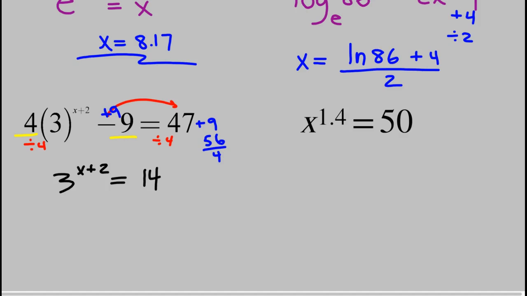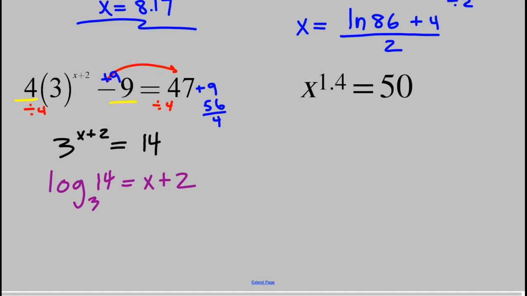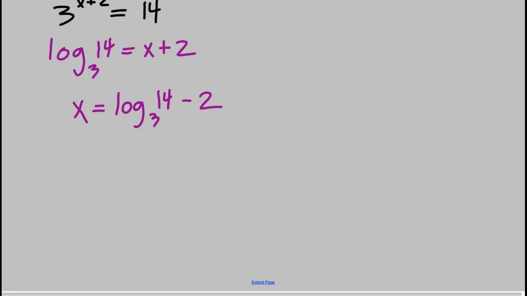And then now I'm going to take it and write it in log form. So this is going to be the log of 14 base 3 equals x plus 2. And to get x by itself, all I have to do is subtract 2 from both sides. So I have the log of 14 base 3 minus 2. And if you don't have a fancy calculator, then you have to do the log of 14 divided by the log of 3 and use the change of base formula. It's really not that hard. Just have to know what to do.